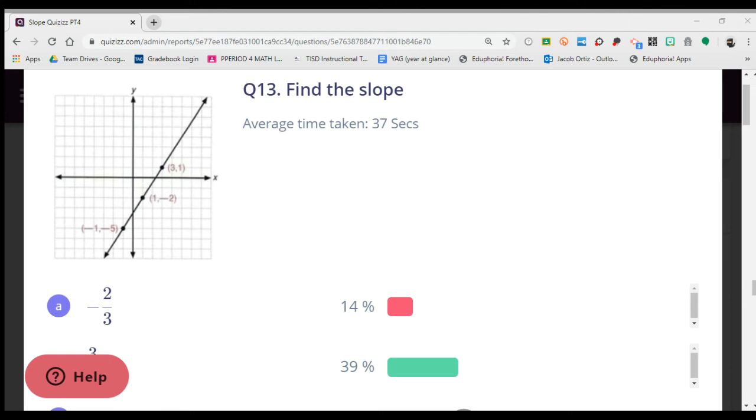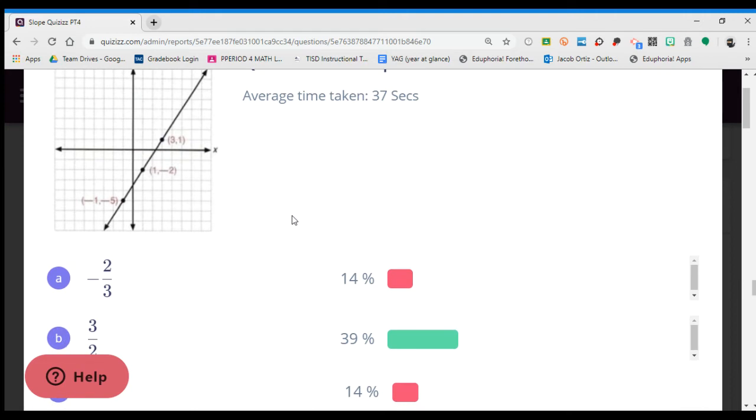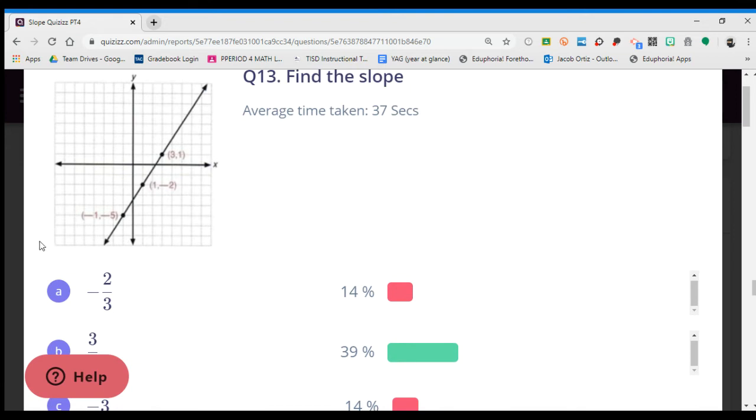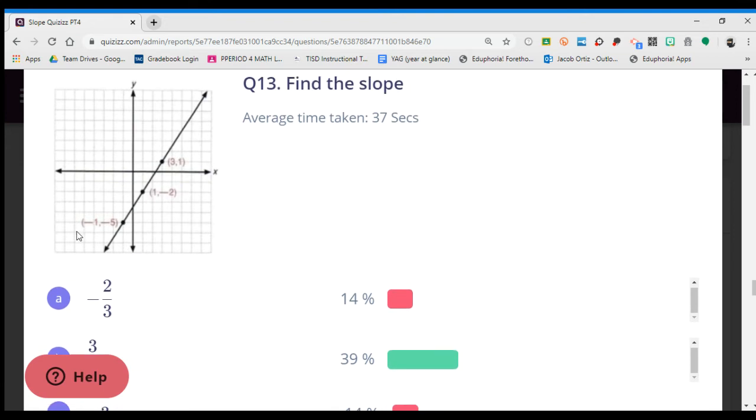All right, so it's moving up. If I look at this graph and read it from left to right, I'm going up the mountain, up the ski slope. So I should have a positive slope. You should eliminate -2/3 and -3 because you're ascending up the mountain. How do you know that? You read the graph from left to right, you're going up the mountain.